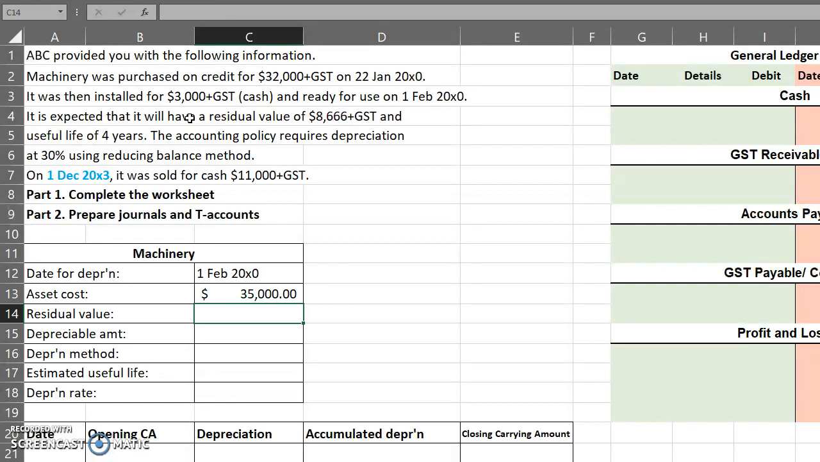Residual value is given, however, it is not relevant in this case simply because we are using reducing balance method and residual value is already incorporated in 30% depreciation rate. So again, estimated useful life is 4 years, but it's not really relevant for what we're going to do. So diminishing or reducing balance method. Depreciable amount in this case is $35,000.